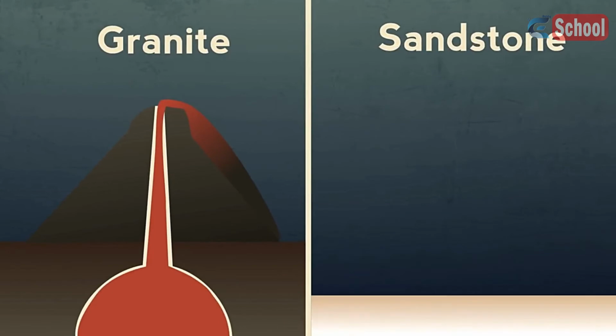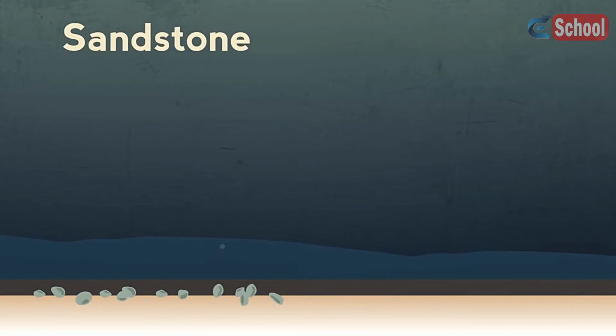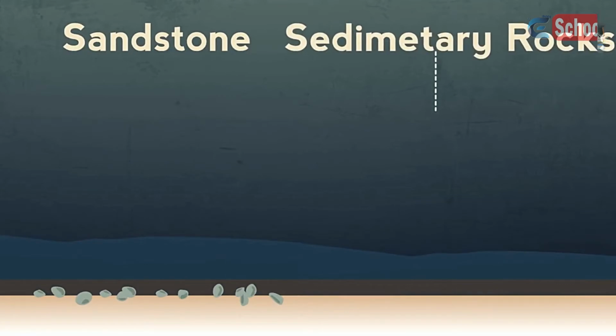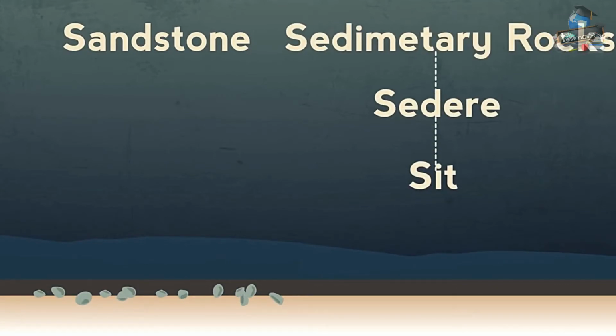But sandstone was made by bits of other rock, carried by rivers to the sea. The bits get smoothed and rounded like the pebbles on a beach. These grains settle on the seabed, forming sedimentary rocks, Latin sedere, to sit.